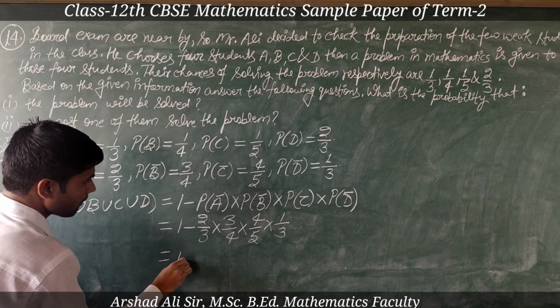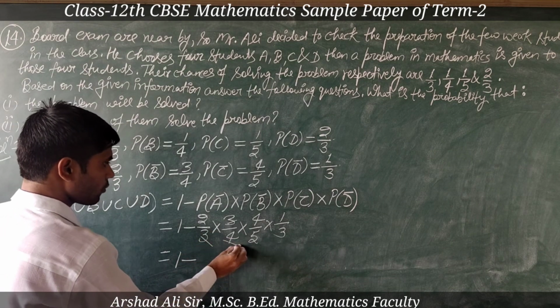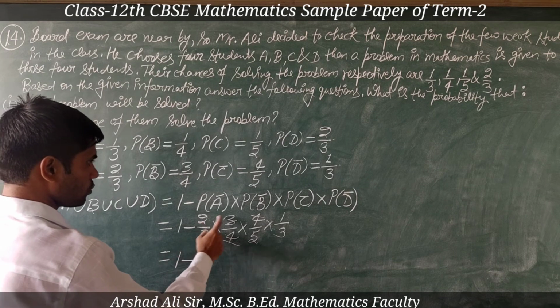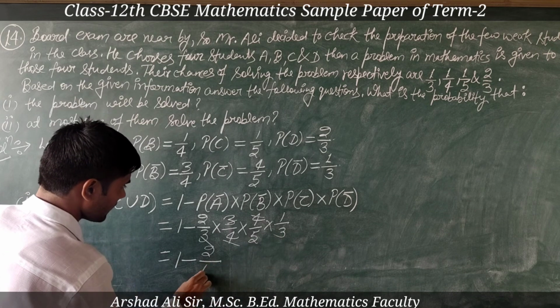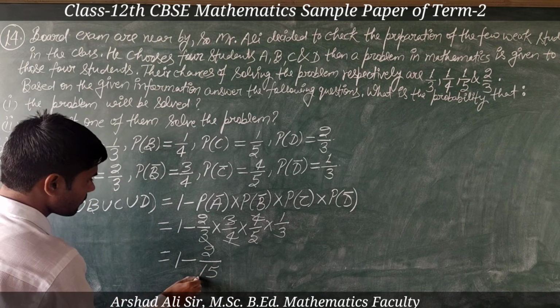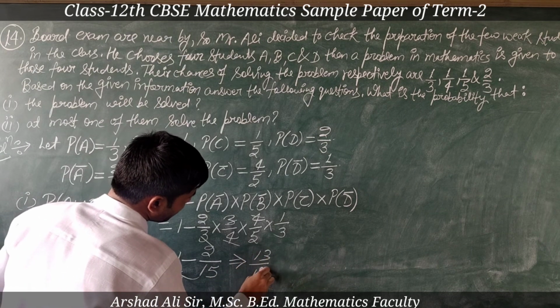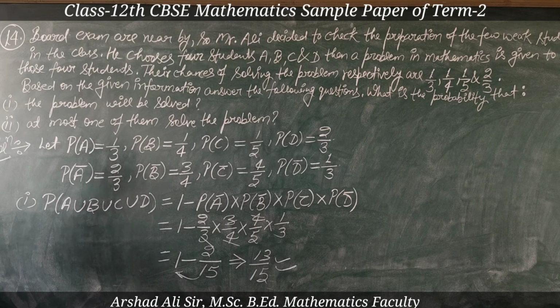So 1 minus, 3 cancel. Okay, 4 cancel. So here we get 2 1s are 2. Okay, minus 5 3s are 15. So we can take the LCM. 15 1s are 15 minus 2, it will be 13 upon 15. So 13 upon 15 is the probability to solve the problem.